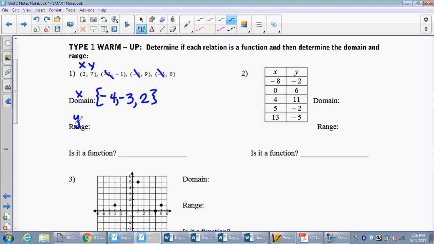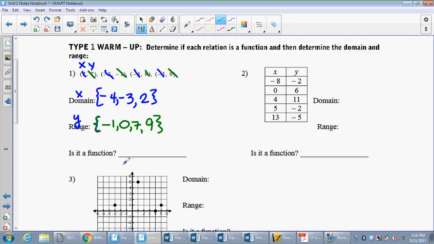Now we're going to go list all of our y values. So the smallest one is -1. Oh, I didn't cross off 2. Okay, so now I'll change colors here. -1, 0, 7, and then 9. And then I'll close the bar. So I have my domain and I have my range.